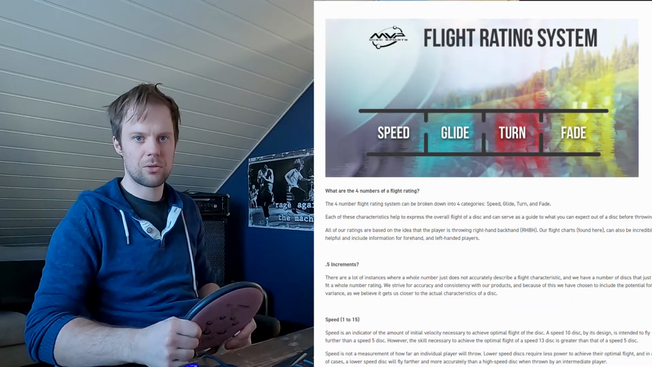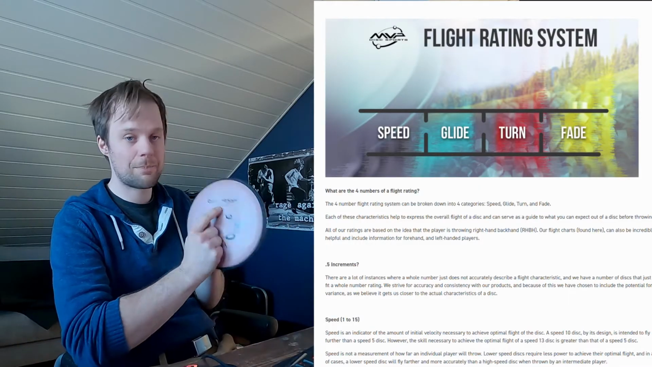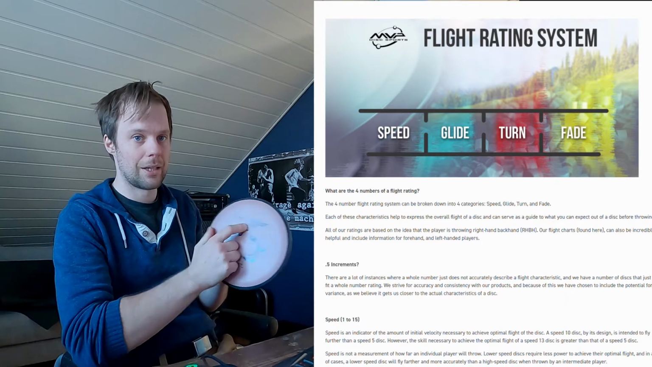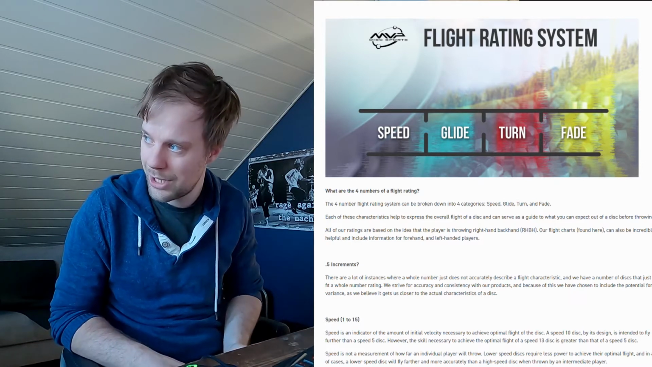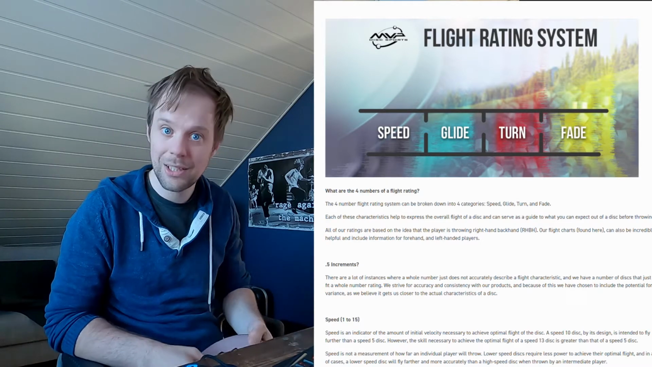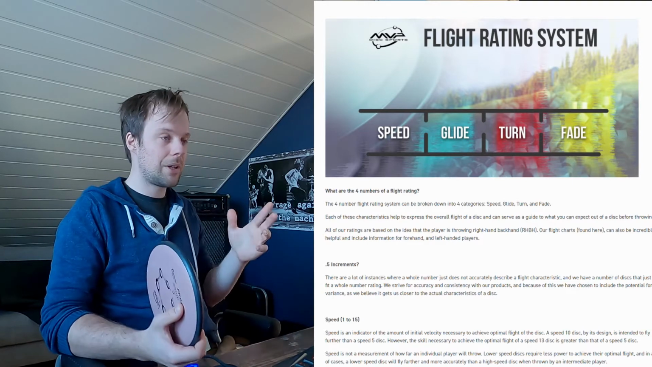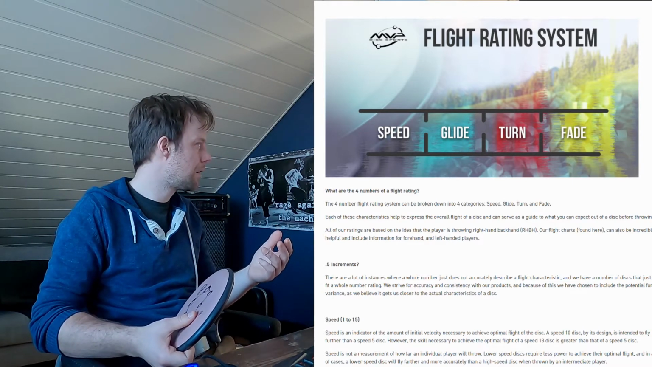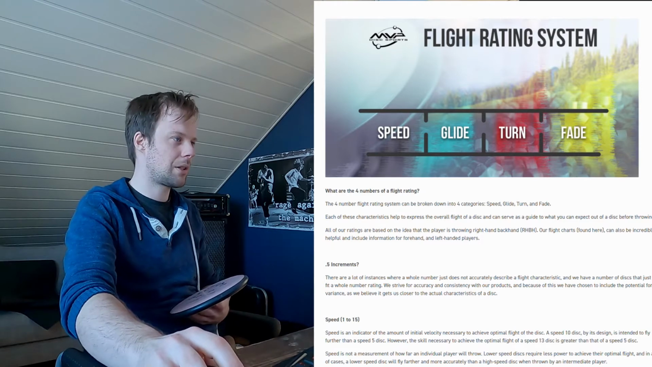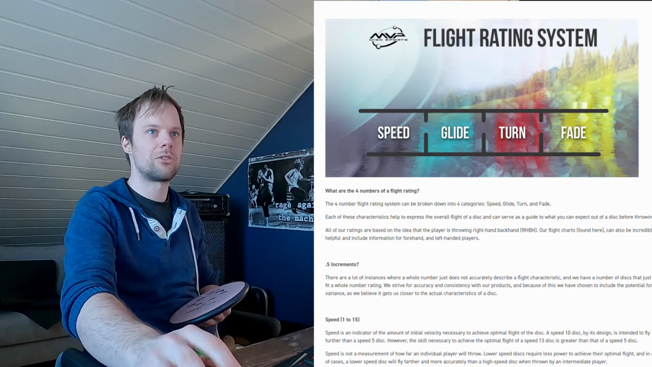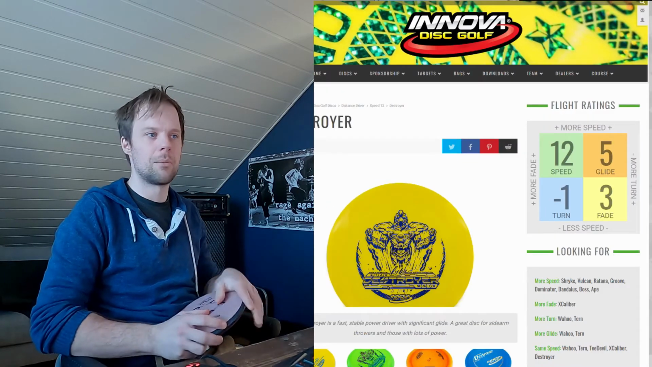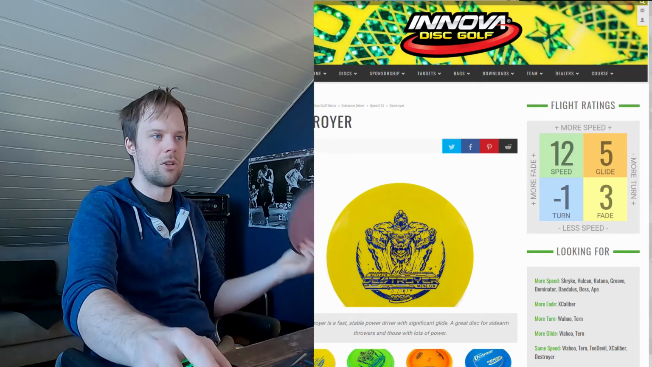Now we're going into actual flight numbers. So we start with speed and then glide. It turns out these numbers really aren't that well defined. They are very vague. So let's start by looking at what some manufacturers claim about the flight numbers. So let's start with the Innova.